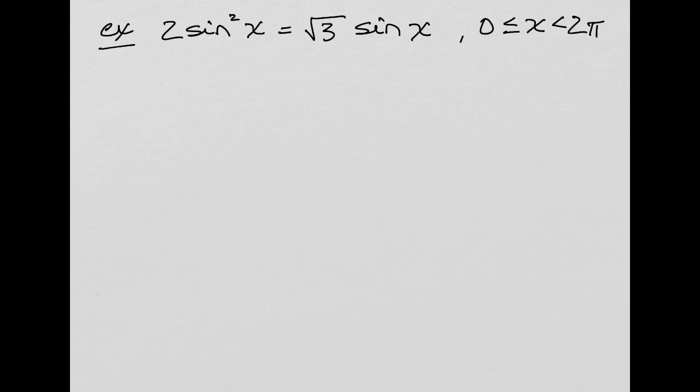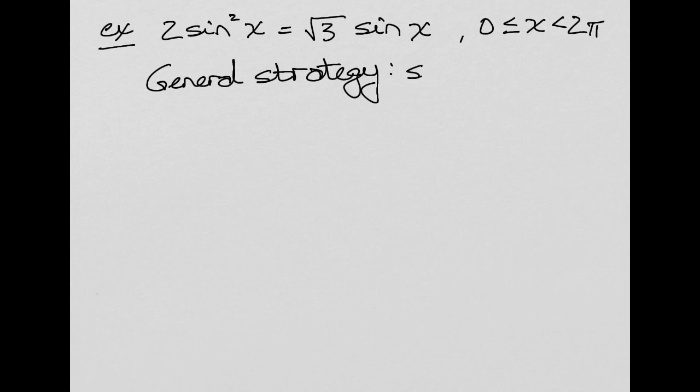So our general strategy for things like this, instead of dividing by the variable or by something that has the variable in it, we're going to put everything on the same side of the equal sign like you would with any quadratic equation. So I'm going to subtract one term over to the other side. And then I'll have sine x in each of my two terms, and I'll factor it out. And that solves the problem of missing solutions.